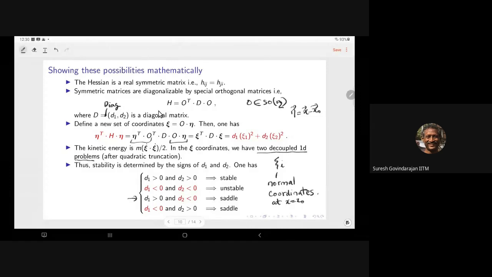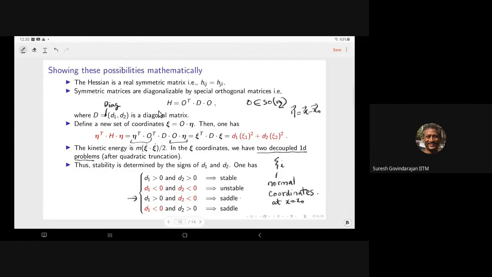But if you go along the xi2 direction, it will be unstable. So that's the saddle. The second one is where the roles of xi1 and xi2 get exchanged. Okay, is this clear? Stable means along any direction of motion it is stable. You can take, see, it's decoupled. So you can always break up.